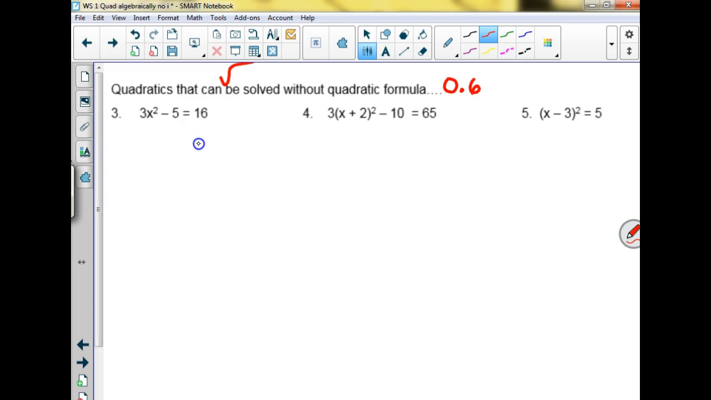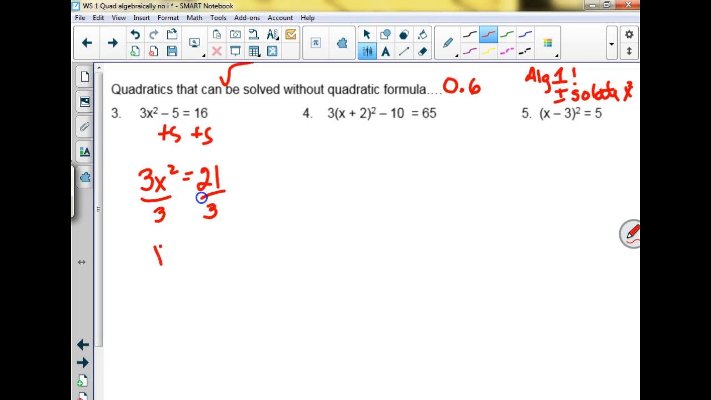We don't want to square root yet. You always want to use your Algebra 1 brain first, which means isolate the x, or in this case, the x squared. So if we add 5, we get 3x squared equals 21. Then we have to divide before we square root, as we have to have an isolated variable.